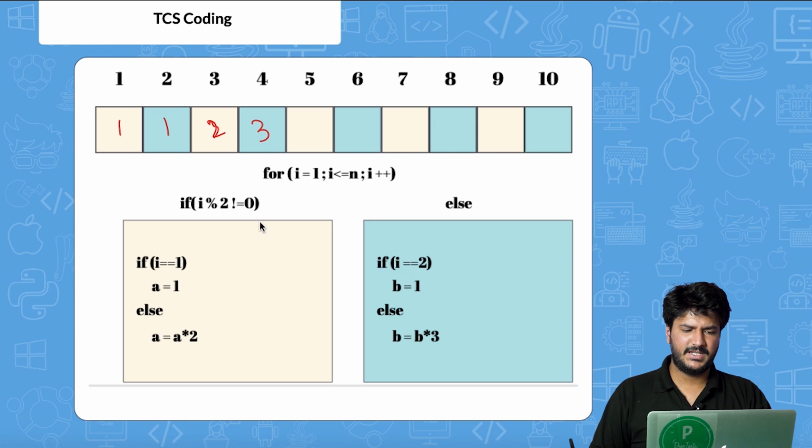I'll explain a couple more and then we are done. When i is 5, the previous a value is 2 here.